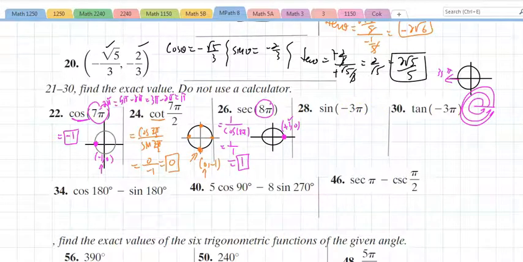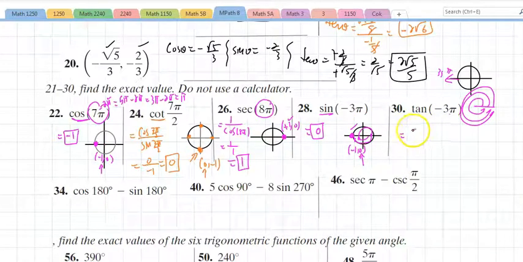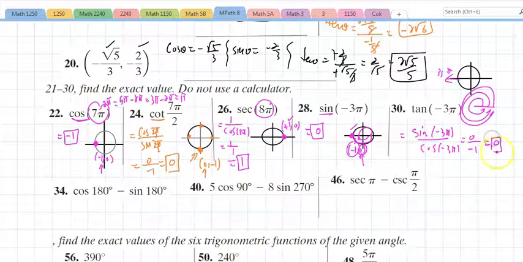How about negative 3 pi? Negative 3 pi. Well, the same deal. If I rotate to negative 3 pi, that's negative 1 pi, negative 2 pi, negative 3 pi, I'm right here. This point is negative 1, 0. I want the sine. Isn't the sine the y value? And this point is the same. That doesn't change. Isn't that the sine of negative 3 pi over the cosine of negative 3 pi? Wouldn't that be the sine is a 0 and the cosine is a negative 1? Wouldn't that be a 0?